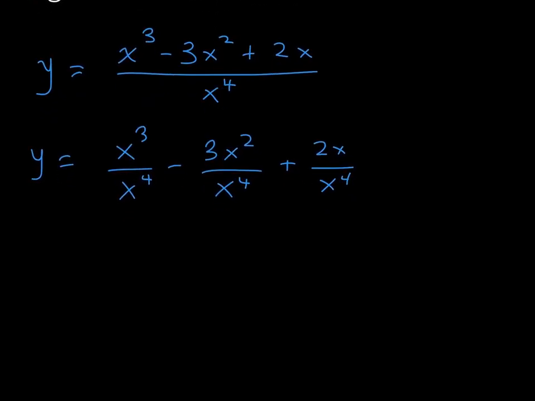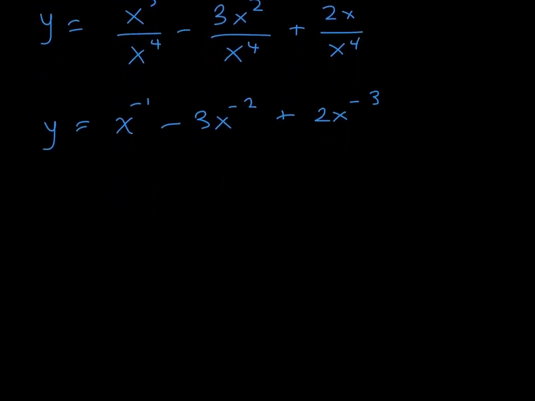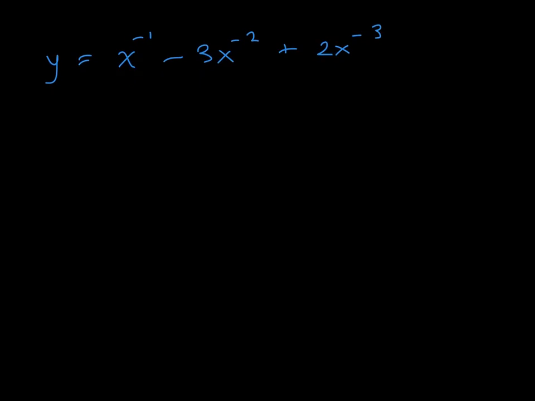So that would then lead us to y is x to the negative first power minus 3x to the negative second power plus 2x to the negative third. So now that I see this expression for y, I feel like finding the derivative of y, in my opinion at least, is going to be a lot easier. I don't need the quotient rule anymore.